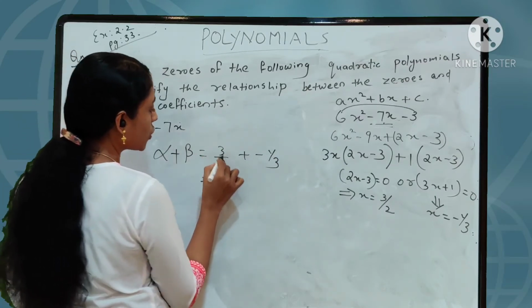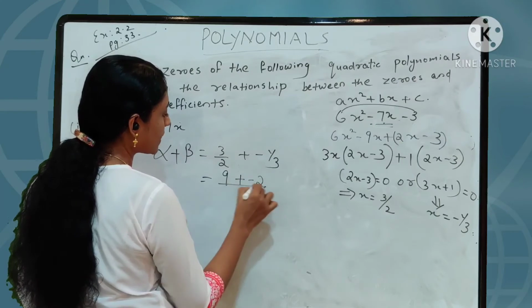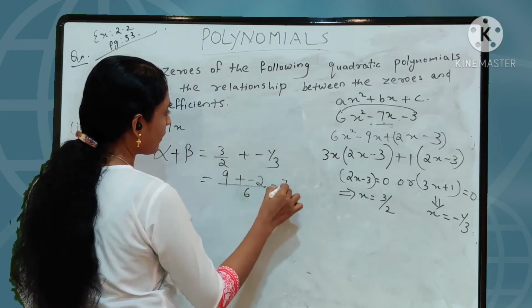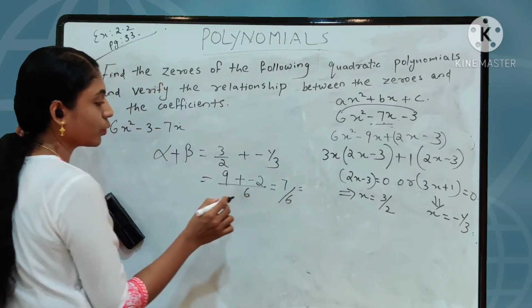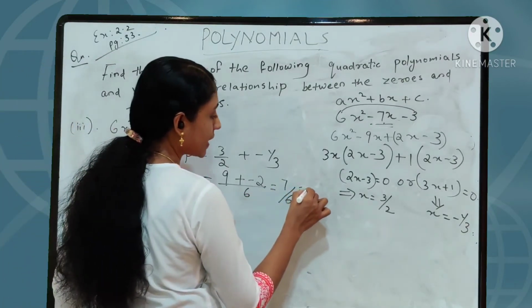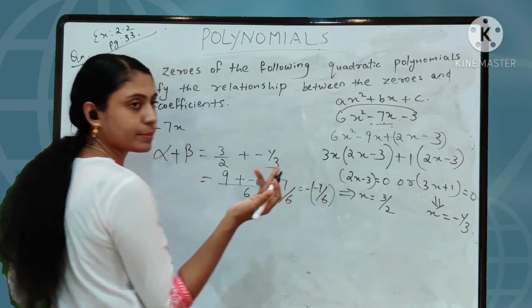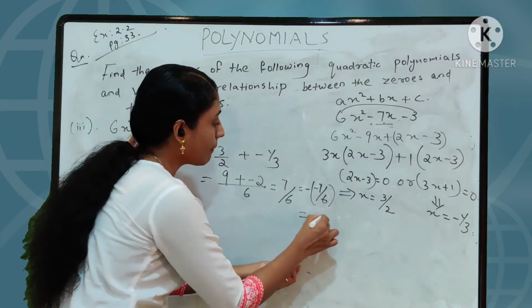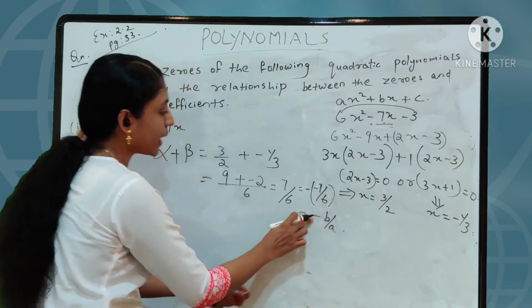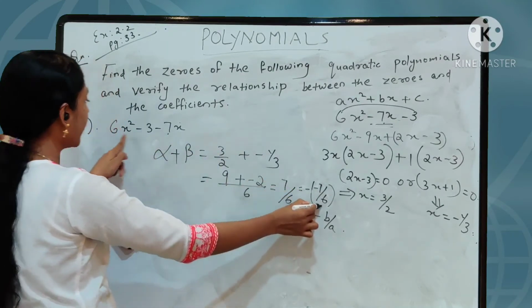Taking the LCM, 3 3s are 9, plus minus 1 into 2, it is minus 2 by 6. So it is 7 by 6, which can be written as negative of negative 7 by 6, because minus of minus is plus. Why have we written it like this? Because in order to get the form minus b by a, that is minus of coefficient of x divided by coefficient of x square.